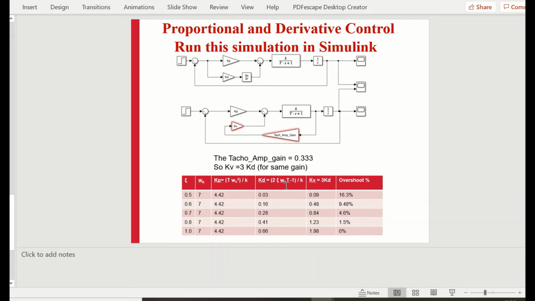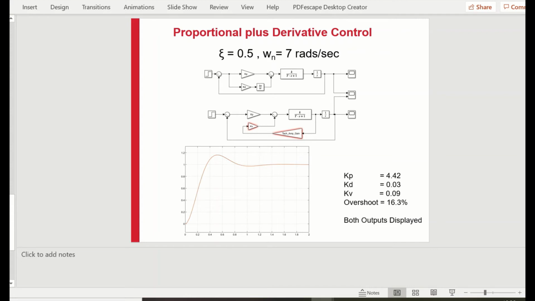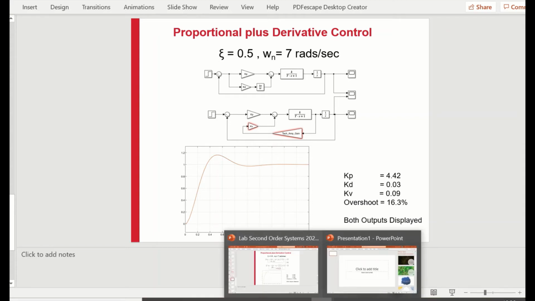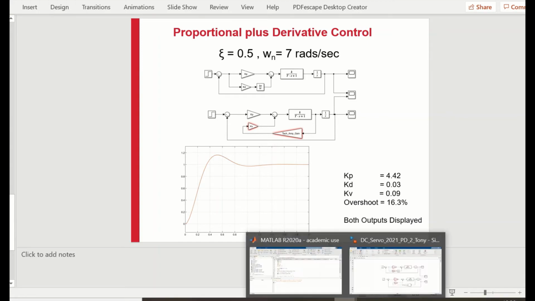Got all my KPs, all my KDs, and all my KVs to put into this design. Put the KP in there, put the KD in there, and the KV in there. And then I can start now looking at the simulations. So I want KP equal to 4.42, KD equals 0.03, and KV equals 0.09. So I can now move on to my Simulink simulation.